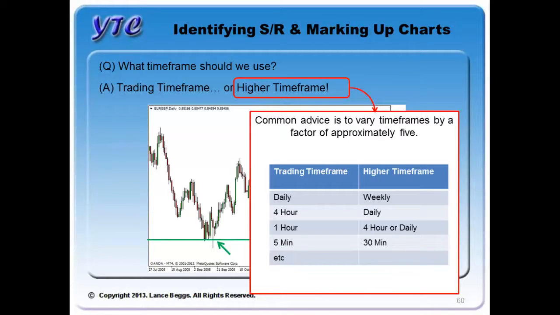There's no right or wrong. You can extend beyond the factor of 5 if you wish. For example, some traders on the 1-hour chart might like to use the daily for their support and resistance levels. What is more important is just consistency in how you do this. So find what works nicely for you and stick with it.